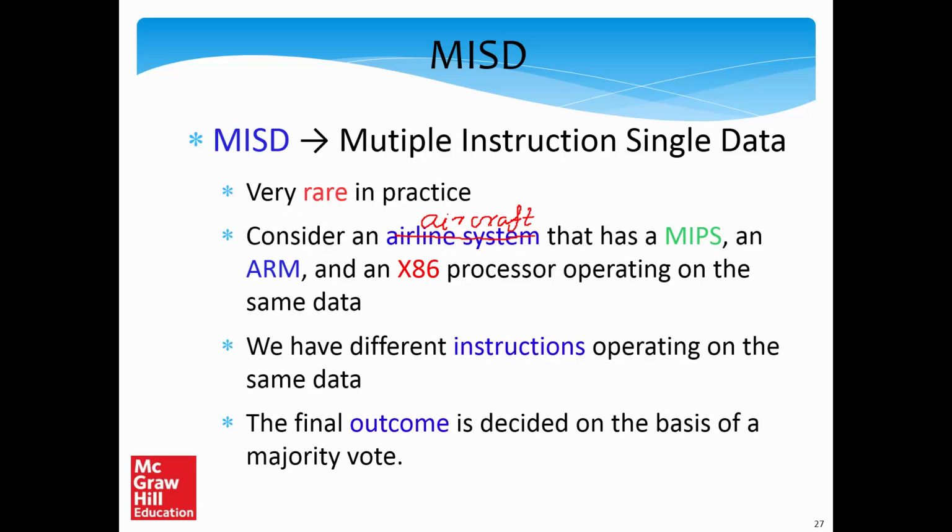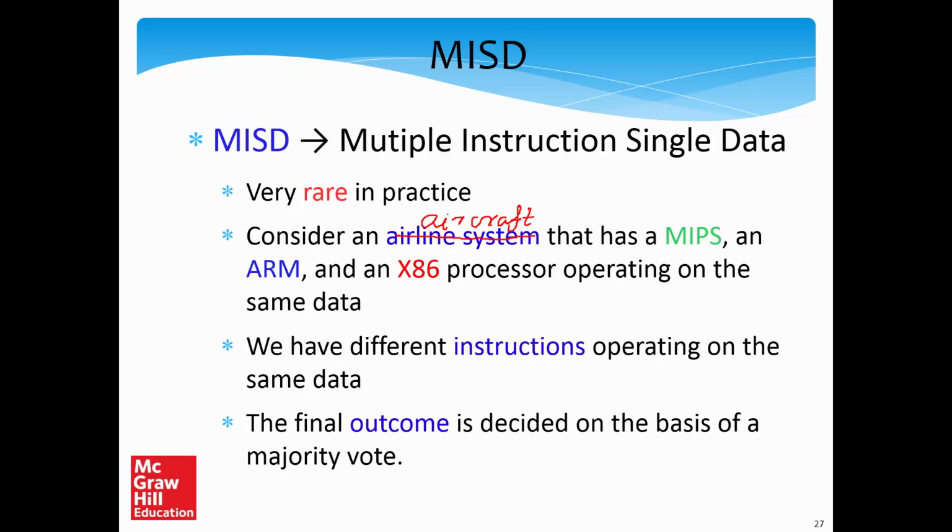That's the reason modern aircraft have 3 processors which run the same code or the same kind of code. And they access the same data, which is the data coming from the aircraft's controls. So in this case, an aircraft can have a MIPS processor, an ARM processor, and an x86 processor, operating on the same data. The data is the same, but of course the instructions are different.